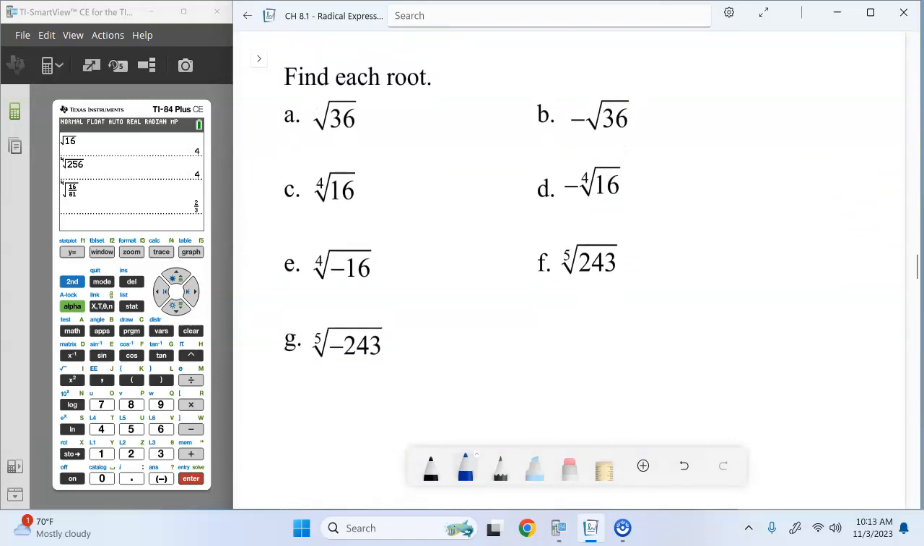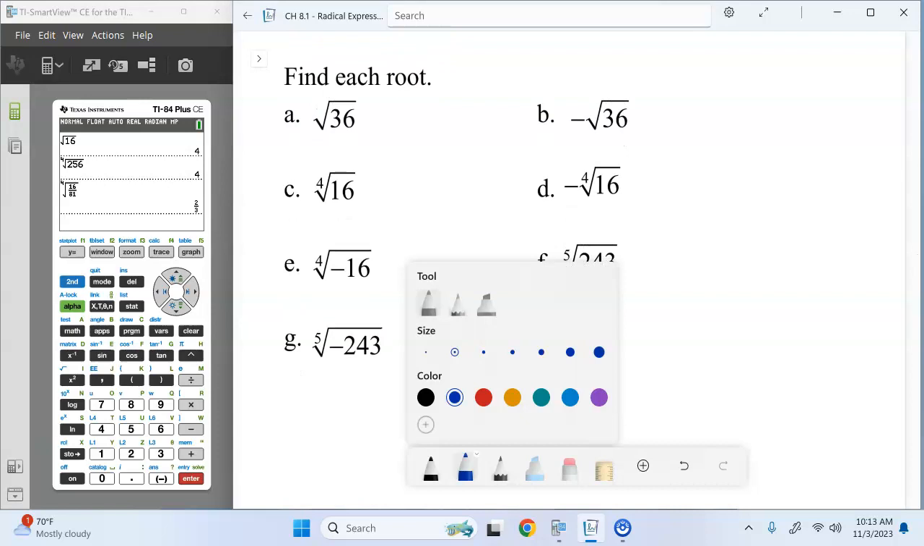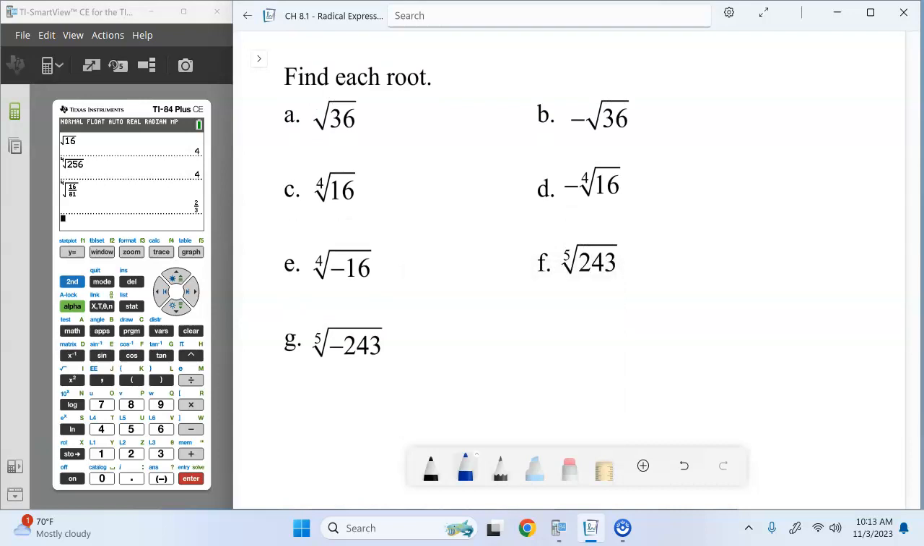So you need to be aware of those. All right, so real quick, we can go through some of these roots. If I take the square root of 36, what do I get? 6. If I take the negative square root of 36, what do I get? Negative 6. That's the difference between the principal root and the negative root. 6 or negative 6. The fourth root of 16. 2. The negative fourth root of 16. Negative 2. Again, principal root, negative root.